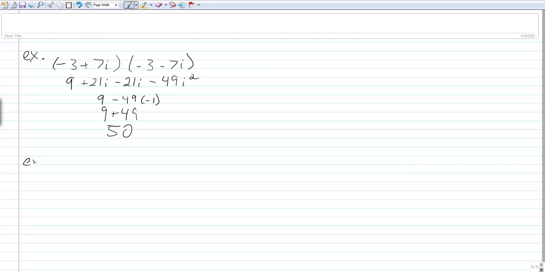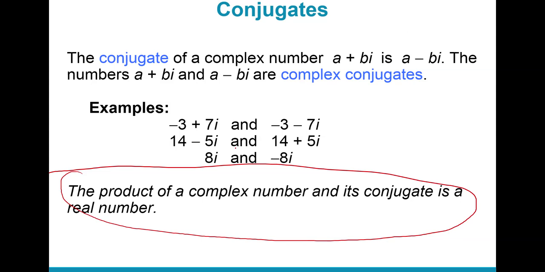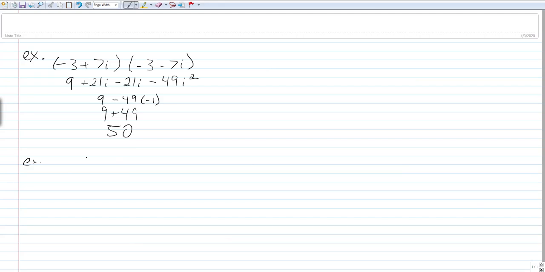That other example, what was it? 8i and its conjugate, negative 8i. If we were to multiply 8i times negative 8i, 8 times negative 8 would give us negative 64. i times i is i squared. And now we'd have negative 64 times negative 1, because i squared is negative 1. And so positive 64, which is a real number, is our solution for that.